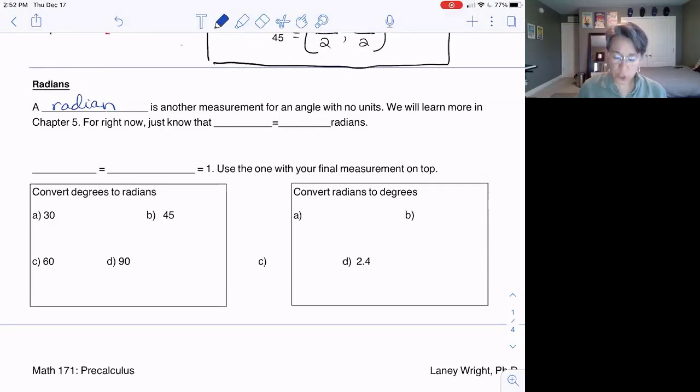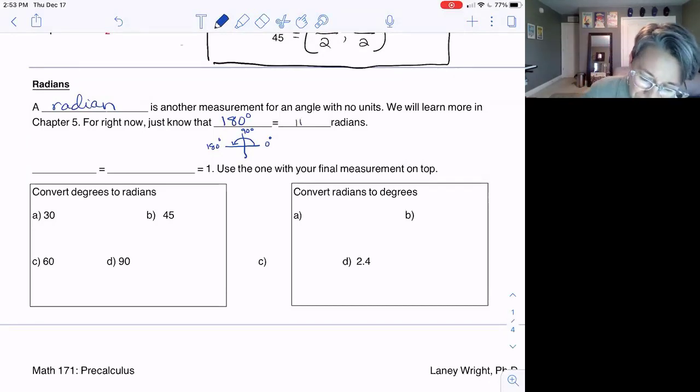But for right now, I just want you to know that 180 degrees, and remember, like if this is 0 degrees, all the way to here is 180 degrees. Some people call it the straight angle. It goes all the way across. 90 degrees is the midway point. Okay. So 180 degrees is equal to pi radians. You always wondered where that number pi is going to come into play. Here we go, especially in radians.